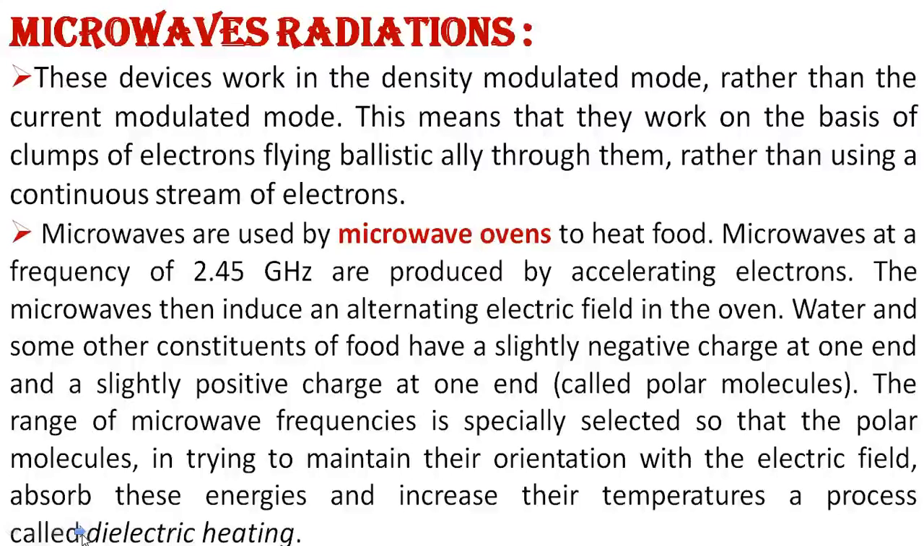A microwave is used by microwave ovens to heat food. Microwaves at a frequency of 2.45 gigahertz are produced by accelerating electrons. The microwaves then induce an alternating electric field in the oven. Water and some other constituents of food have a slightly negative charge at one end and a slightly positive charge at the other end, called polar molecules. The range of microwave frequency is specially selected so that the polar molecules, in trying to maintain their orientation with the electric field, absorb this energy and increase their temperature, a process called dielectric heating.